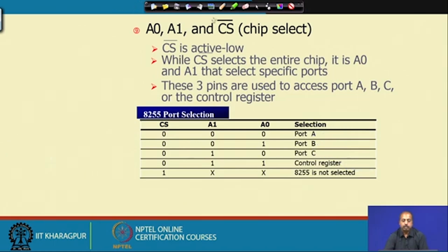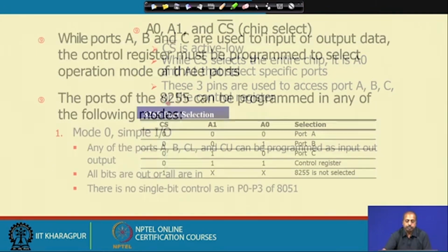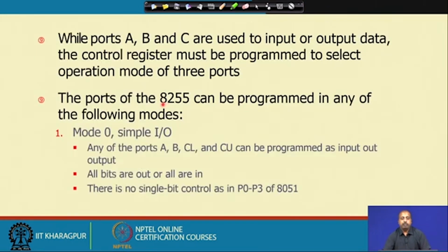We have this CS bar as active low, and when CS bar selects the entire chip, A0 and A1 will select the specific ports. So, these pins can be used to access ports A, B, C or the control register. Now, these A, B, C ports can be used for input or output data, and the control register is used for controlling the operation of these 3 ports. Okay. So, we can have this 8255 operate in various different modes.